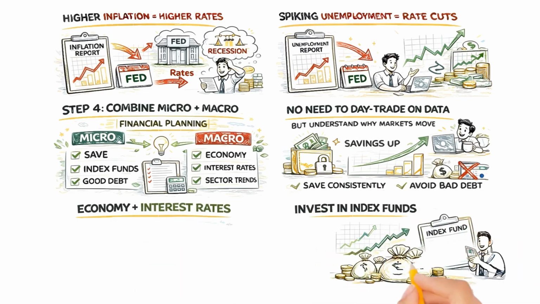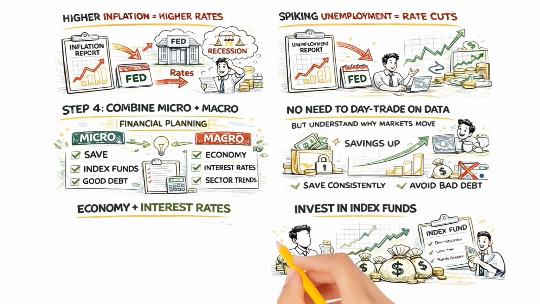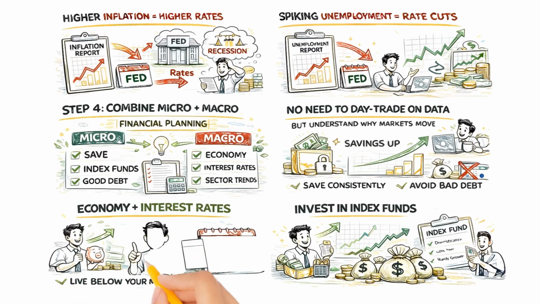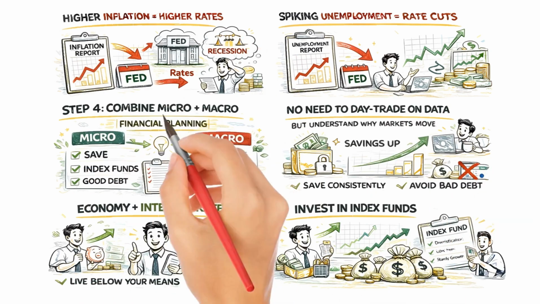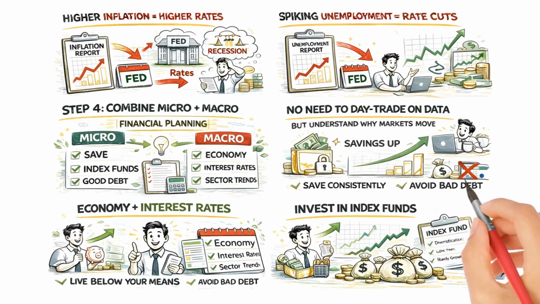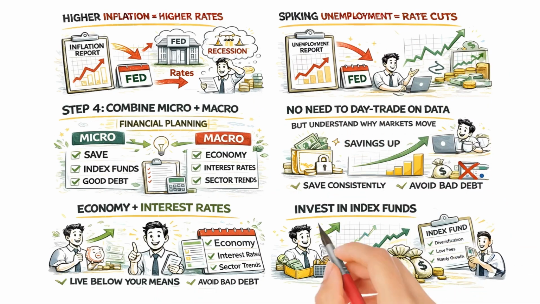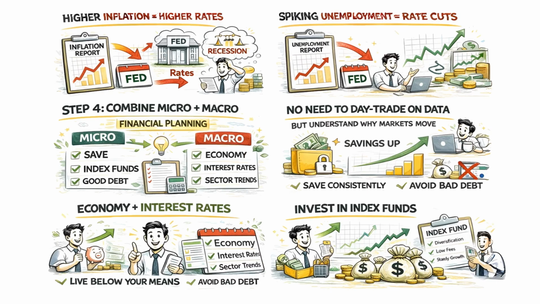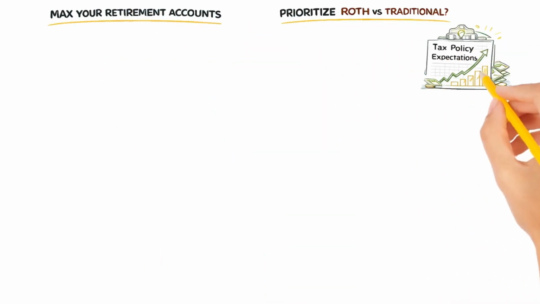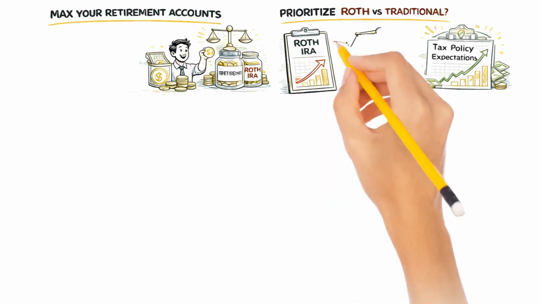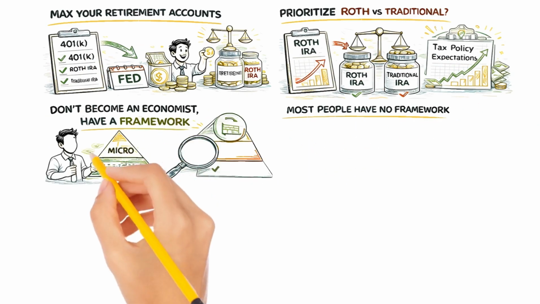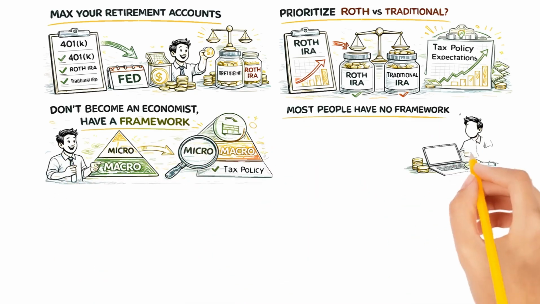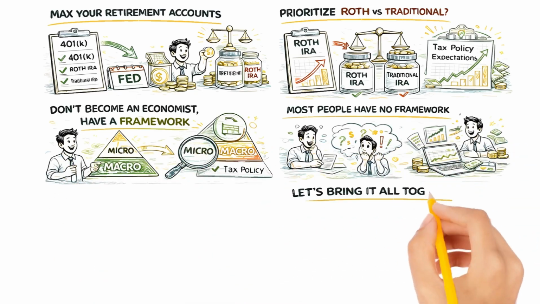Application 4. Combine micro and macro for comprehensive financial planning. Micro tells you to live below your means, save consistently, and avoid bad debt. Macro tells you where to park those savings based on the economic environment. Micro tells you to invest in index funds for diversification. Macro tells you when to overweight or underweight certain sectors based on interest rates and growth expectations. Micro tells you to max your retirement accounts. Macro tells you whether to prioritize Roth contributions versus traditional based on current tax rates and expectations about future tax policy.